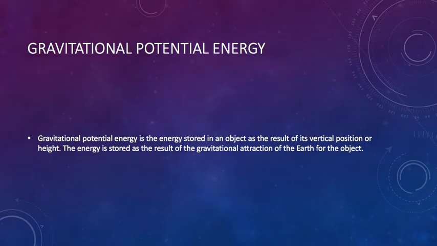Gravitational potential energy. Gravitational potential energy is the energy stored in an object as the result of its vertical position or height. The energy is stored as the result of the gravitational attraction of the Earth for the object. The value for Earth's gravity is 9.8 meters per second squared. Different planets will have different values of gravity.